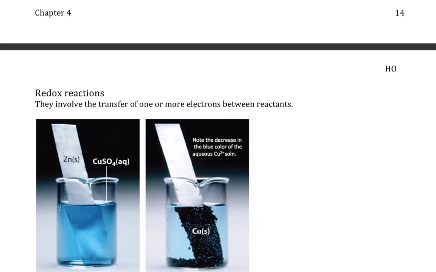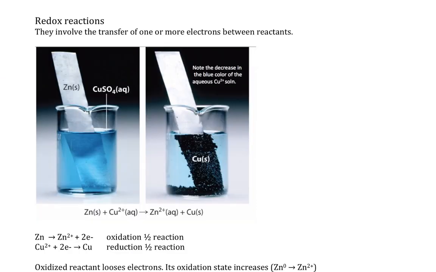Our next section is on the last kind of reaction we'll talk about, the redox reaction. Redox reactions involve the transfer of one or more electrons between reactants. So let's go back. Precipitation, two aqueous solutions that give us a solid. Acid-base, we have an acid combined with base to give us salt and water, a neutralization reaction. Redox reactions involve transfer of electrons.